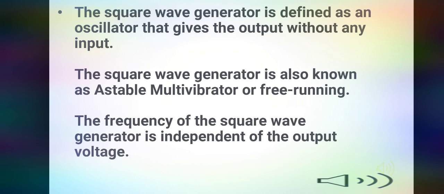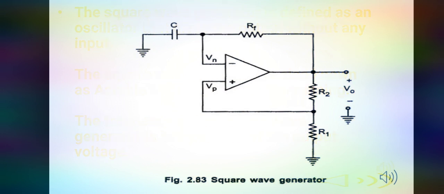The square wave generator is defined as an oscillator that gives the output without any input. The square wave generator is also known as an astable multivibrator or free running. The frequency of a square wave generator is independent of the output. This is an image of a square wave generator.